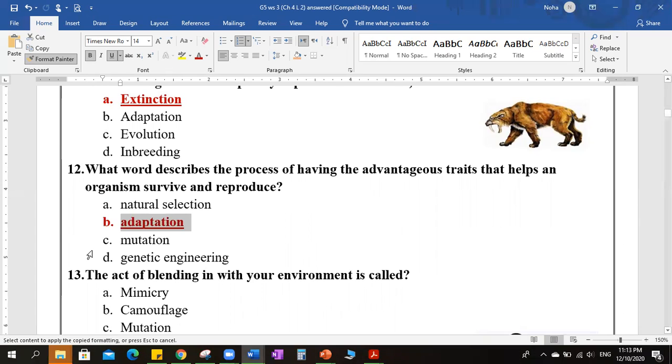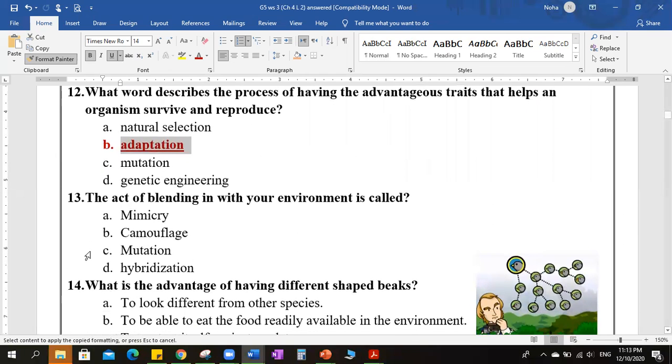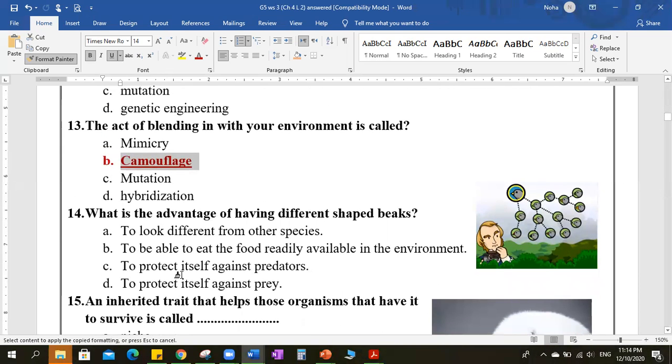Number 13, the act of blending in with the environment, which means to be invisible or to look like or carry the color patterns of the surroundings. That means camouflage. And this is a physical adaptation.